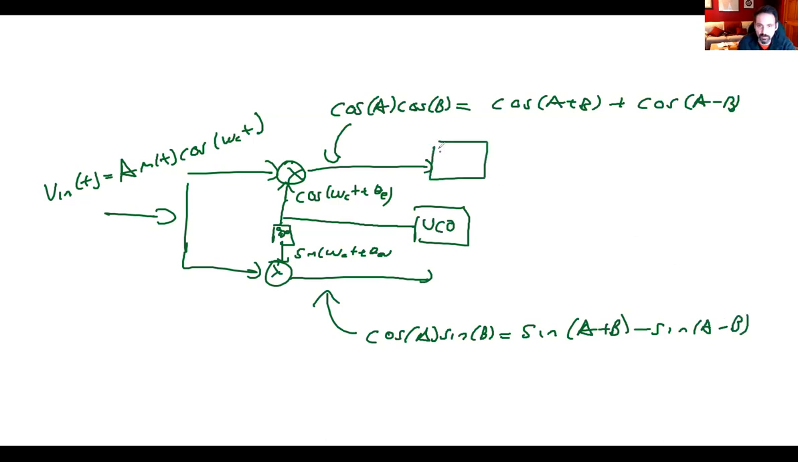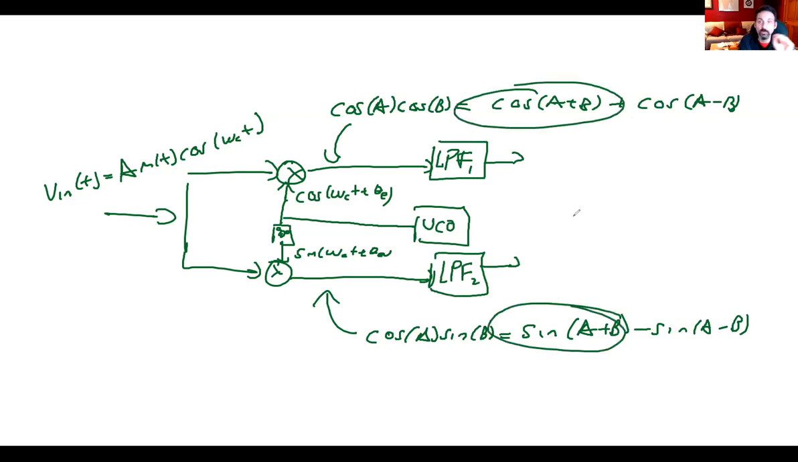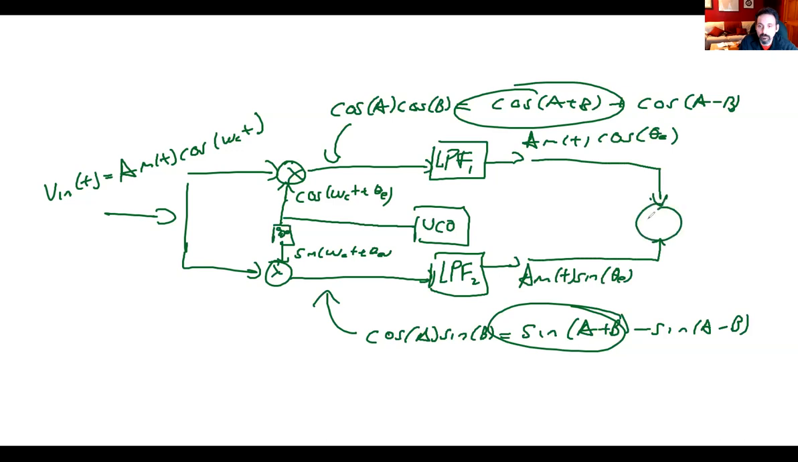And then the low pass filter. So remember, this is not the loop filter. Low pass filter one and low pass filter two extract out, because when you apply these things, this one is going to produce a double frequency term. Same thing here. These low pass filters are going to extract it out. So what we end up getting at the output of these is A m(t) cos theta e, and same thing here, A m(t) sine theta e. And then that gets multiplied together.